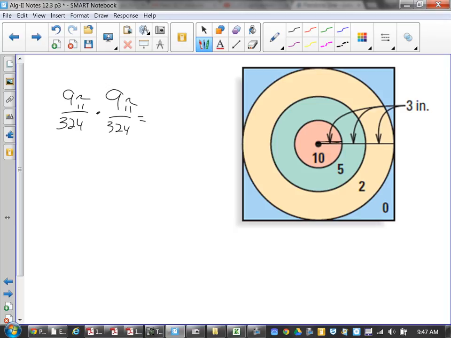Let me steal your calculator if you don't mind. I should put parentheses around it and just square it, that would make more sense. I get a point, 0.0076, so less than 0.002... The probability of getting a bullseye twice, back to back, is less than 1%.